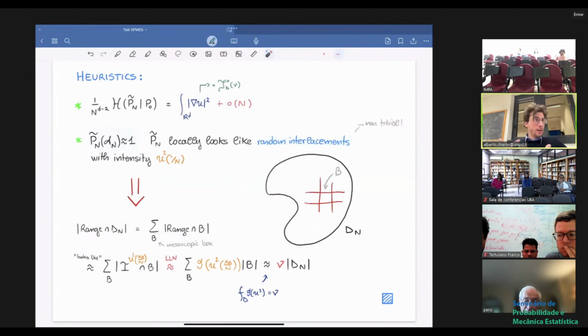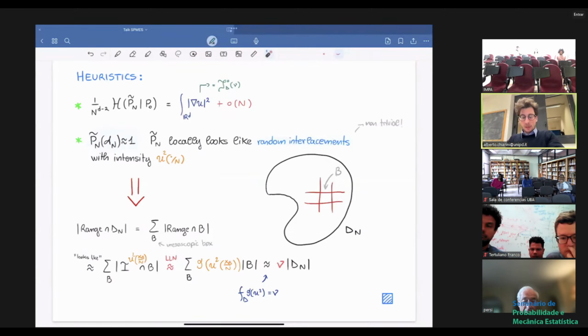Because this is just a heuristic. What is non-trivial is to construct the couplings to control what happens in mesoscopic boxes, to show that this is actually going to 1. But the idea one should have is that since the walk is coming back many times, it will be interlacement sets with a certain intensity, and it turns out that the intensity is given exactly by U squared.